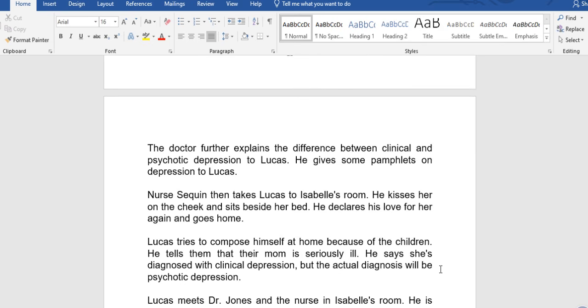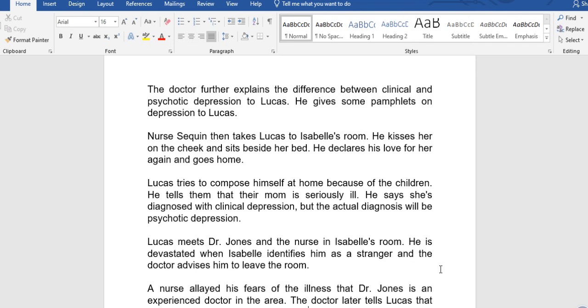The doctor further explains the differences between clinical and psychotic depression to Lucas. He gives some pamphlets on depression to Lucas.